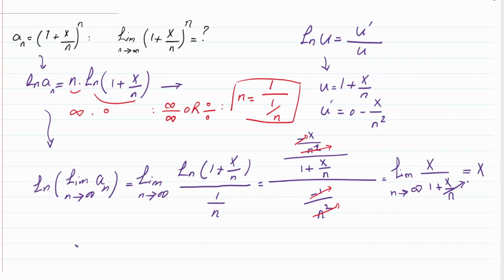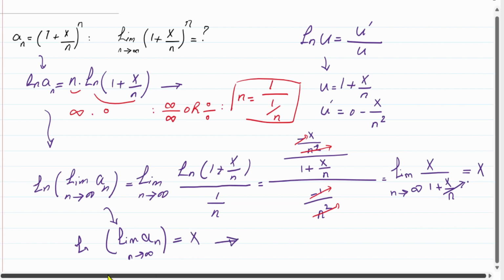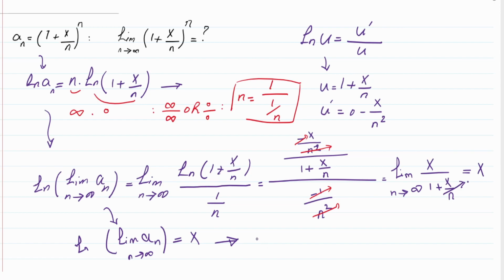So our final answer is ln of the limit as n approaches infinity of a sub n is equal to x, and since the base of the natural log is e, we can conclude that the limit as n approaches infinity of a sub n is equal to e to the power of x. So we found that the answer for this limit is e to the power of x.